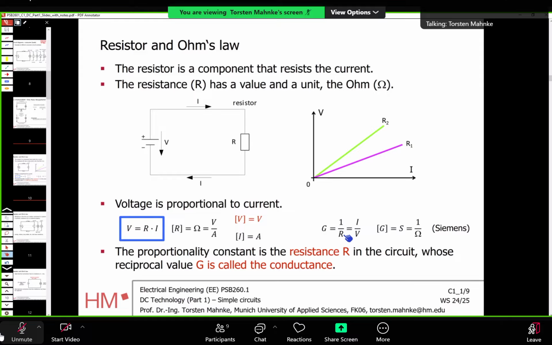Most times we will use just the resistance. But in some cases we will also use the conductance. The conductance even has its own unit. The unit of G is Siemens, the big S.